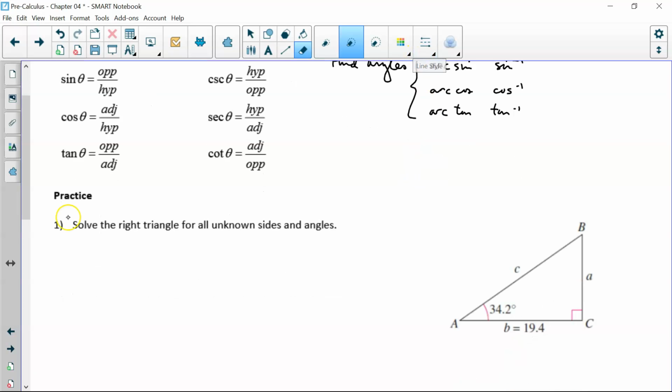All right, so in problem 1, what we need to do is find the measure of angle B. We need to find the length of segment A and the length of segment C. Now we can find angle B the easiest because the acute angles in a right triangle are complementary. So angle B is going to be 90 minus 34.2. So we're going to get 55.8 degrees.